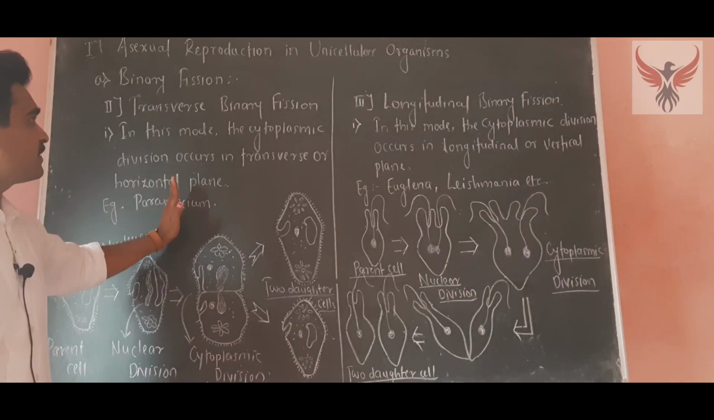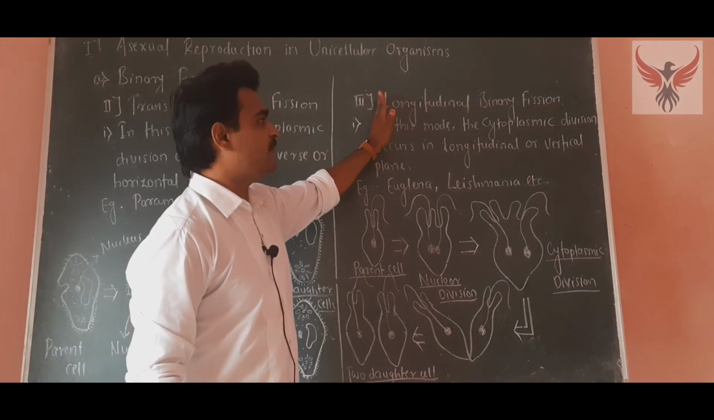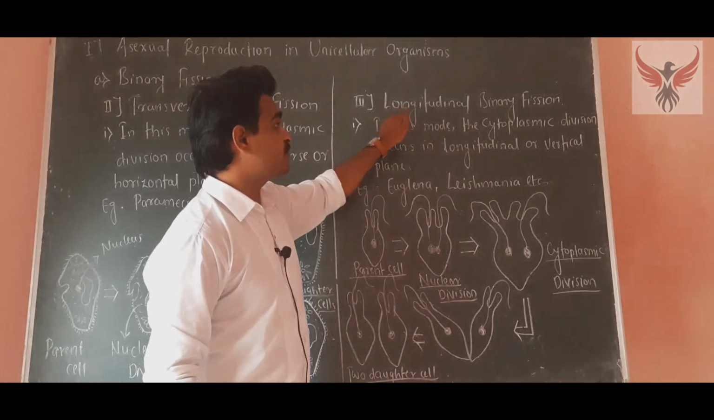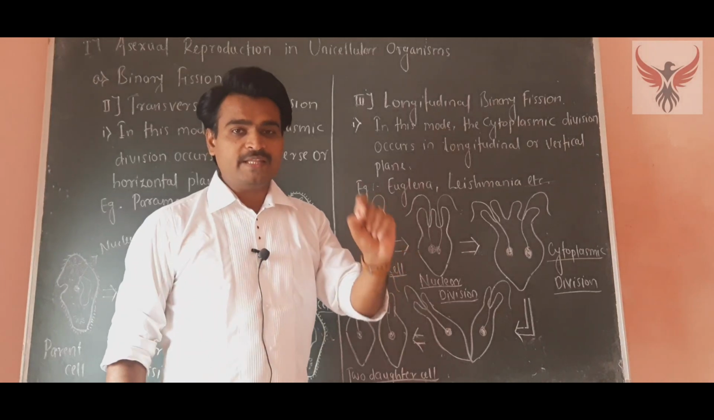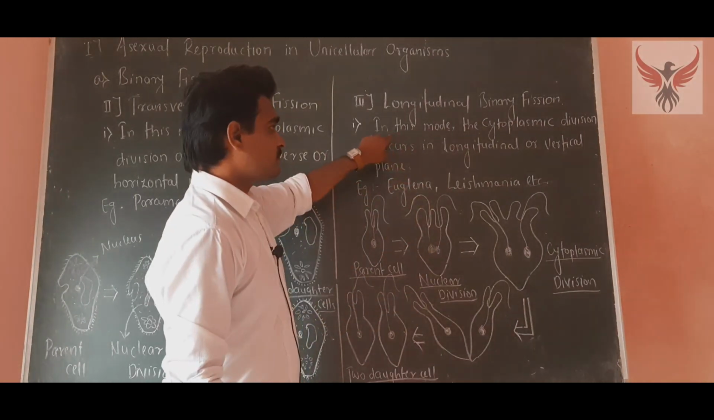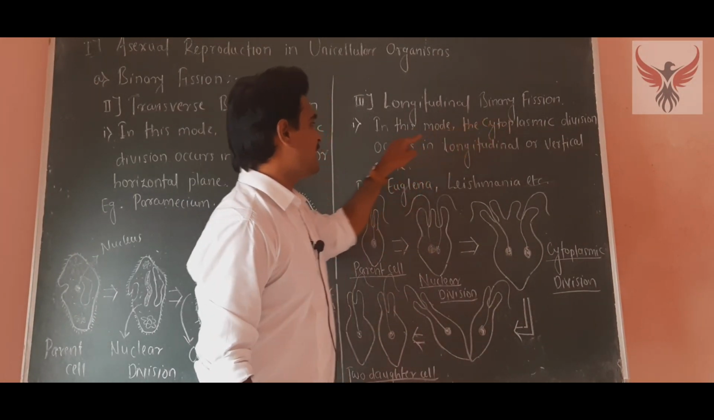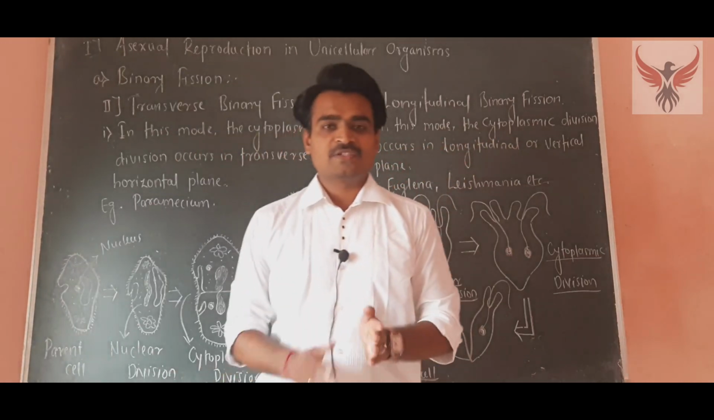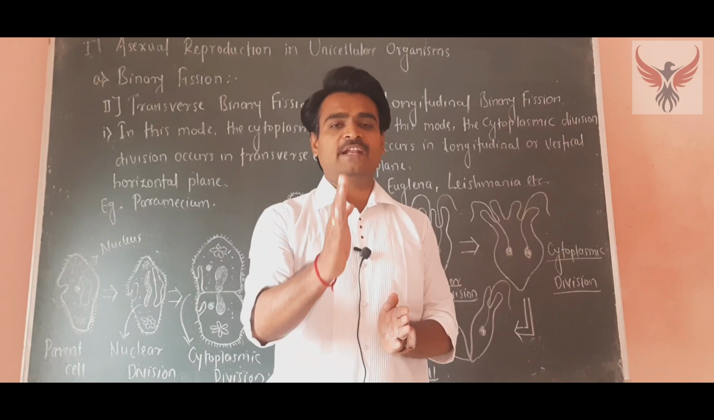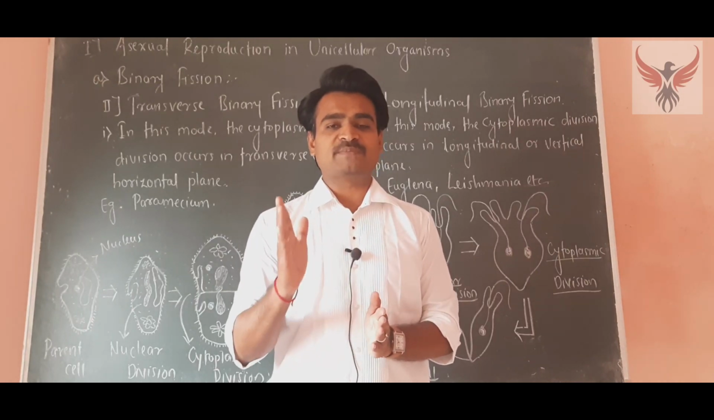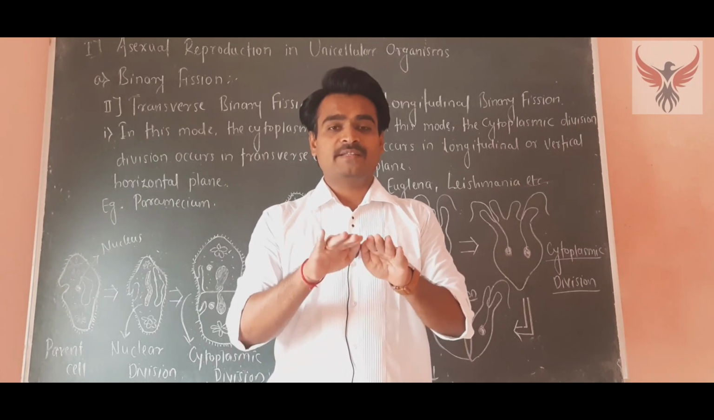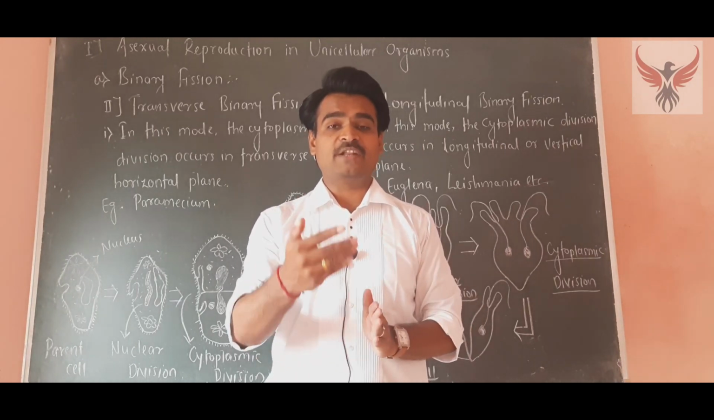Clear? So after this, the third type of binary fission is longitudinal binary fission. What is that? In this mode, the cytoplasmic division occurs in a longitudinal or vertical plane. So in longitudinal binary fission, the plane of cytoplasmic division is vertical or longitudinal. That's why it is named longitudinal binary fission.